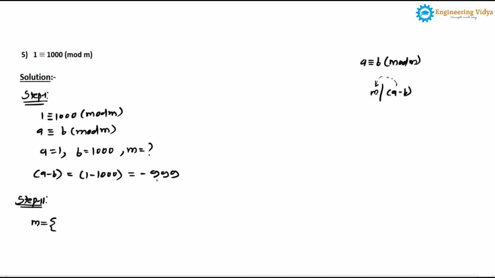So here we'll find all those numbers that can divide minus 999. Whether it is minus or plus doesn't make any difference, because 3 can divide 999, and 3 can also divide minus 999. So 1 can divide minus 999, 3 also, 9 also, 27 can divide, 37 can divide, and 111 will divide. And 333 can divide, and 999 can divide.